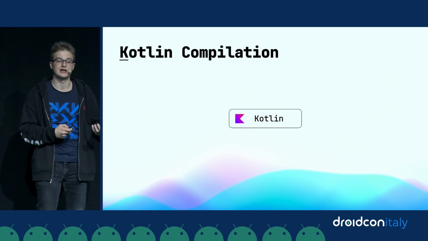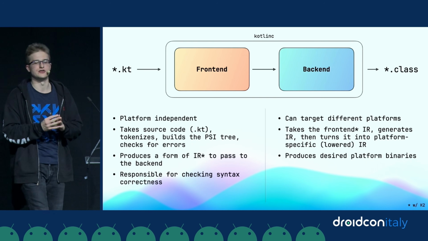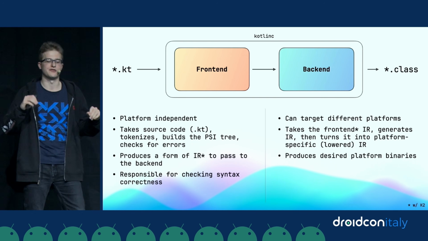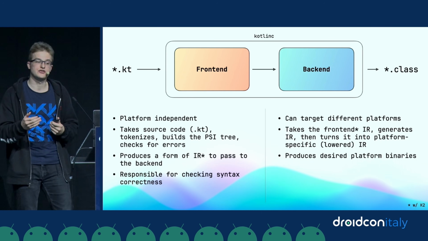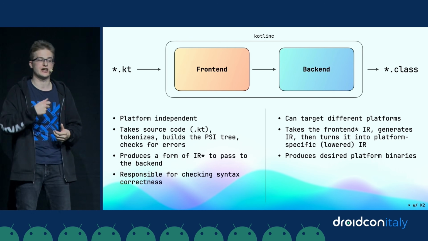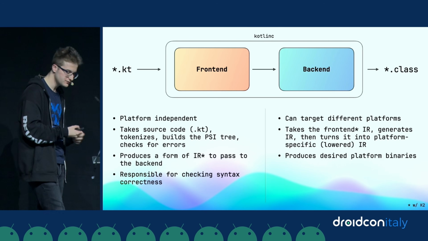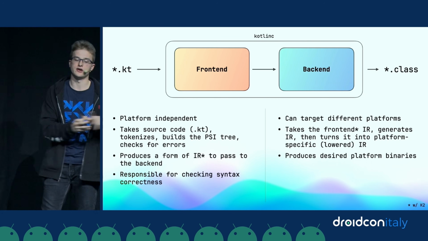So we have the Kotlin compiler, and the Kotlin compiler actually is really good because it's divided in two compilation stages. You have the front end and the back end. The front end takes code and verifies it. It builds a tree of all the definitions. It checks for errors. It checks for syntax. And once it's done, it produces an intermediate representation which it sends off to the backend.